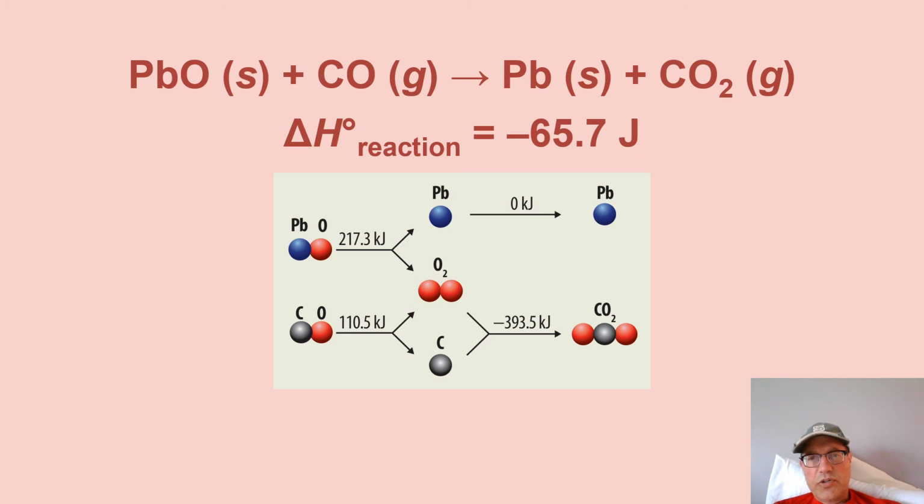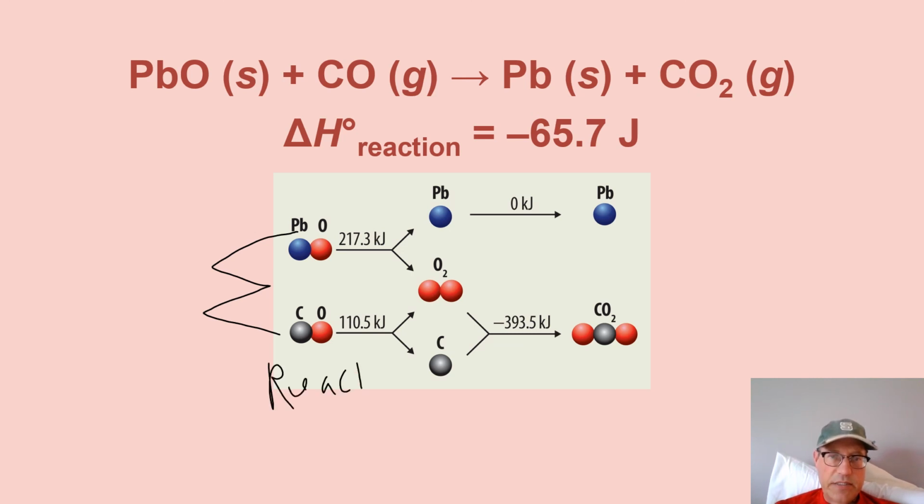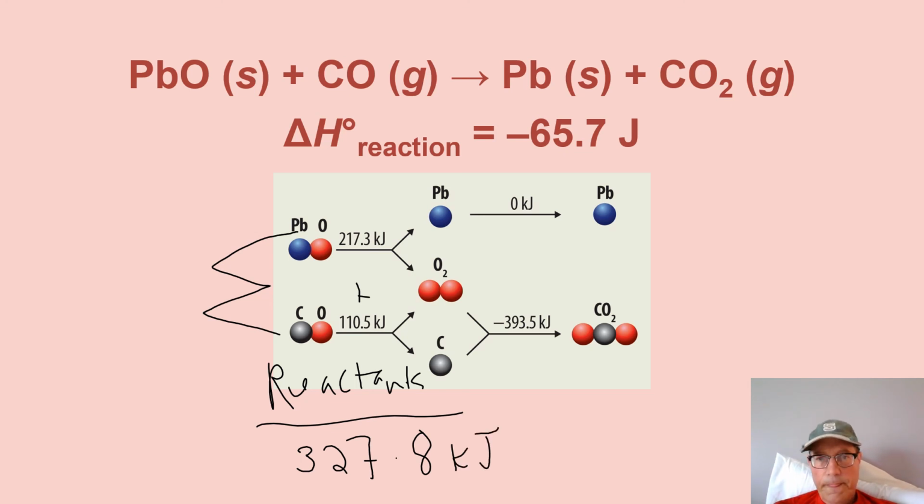So then what we'd want to do is take the sum of our reactants. So the sum of these, and you can see that that's about 327.8. These are our reactants, I'm just adding them up. I got 327.8 kilojoules. And I'll add our products up. You can see that we get negative 393.5 kilojoules.